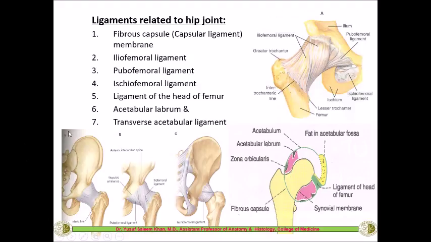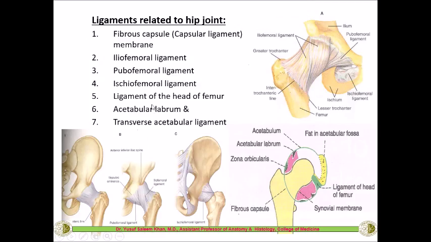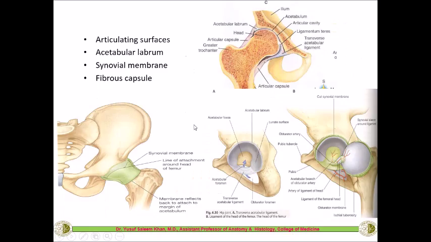The secondary ligament is the acetabular labrum itself. We have seen the labrum, so this also helps as a ligament, and it also helps in the stability of the hip joint by increasing the surface area of the contact. Okay. Then there is also a third secondary ligament. This is called the transverse acetabular ligament.